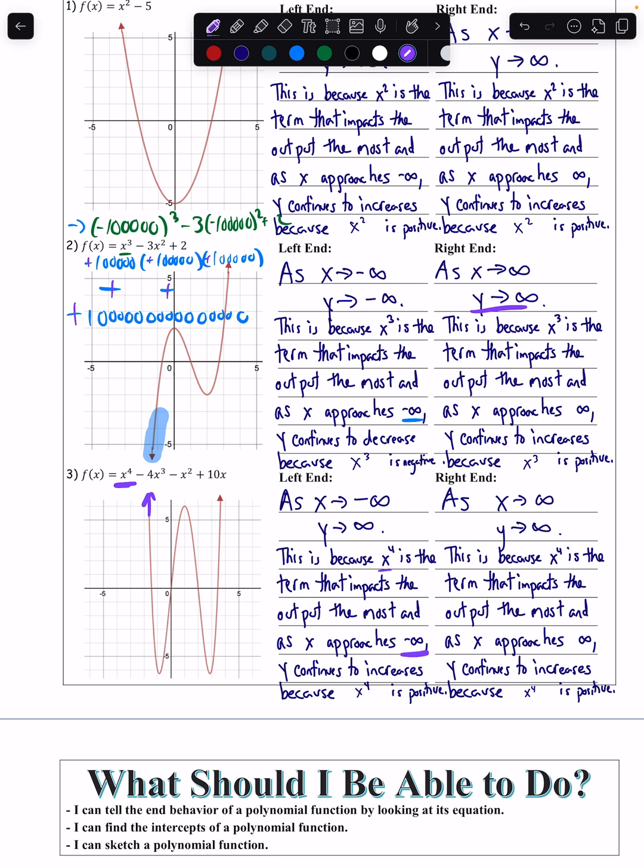So as x approaches negative infinity, think of a really small negative number like negative 100,000. If you were to raise that to the 4th, that's going to be a very large positive number because we have a negative times a negative times a negative times a negative, which makes a positive. And for the same reason, if x approaches positive infinity, that's still going to be a positive number. So y is going to approach positive infinity.